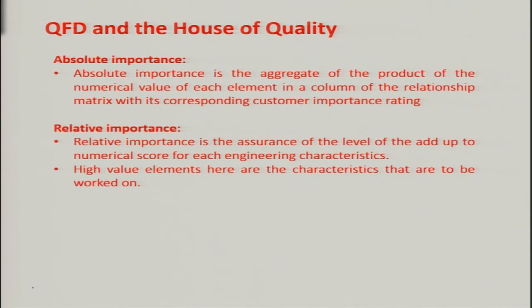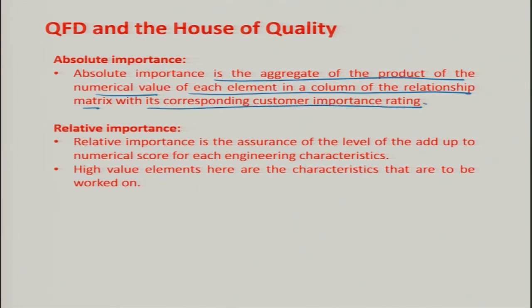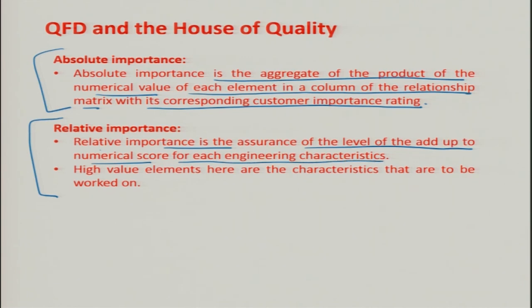Absolute importance is what we had in a room at the bottom of the house. Absolute importance is the aggregate of the product of the numerical value of each element in a column of the relationship matrix with the corresponding customer importance rating. It was just a product. Relative importance is when these absolute importance values are ranked. Relative importance is the determination of the level of the total numerical score for each engineering characteristic. High value elements here are the characteristics that are to be worked on.